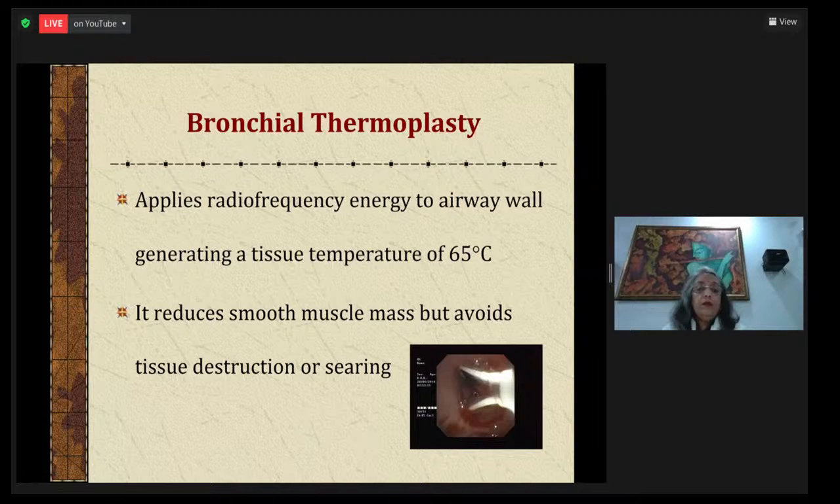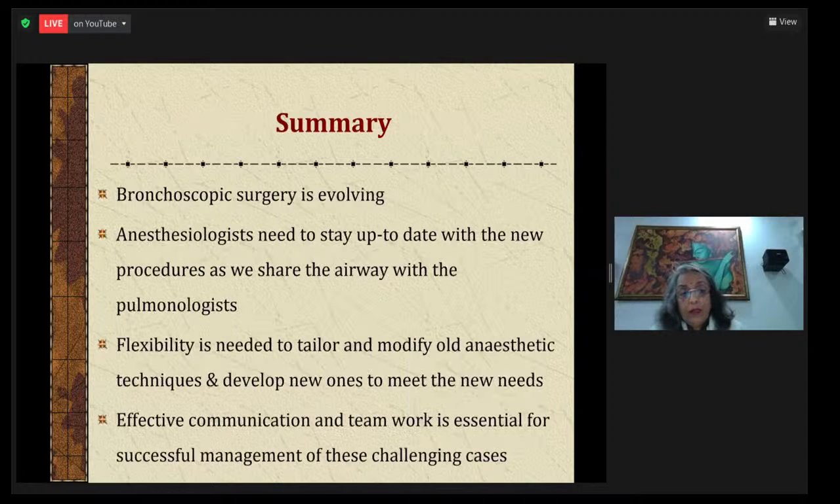So to summarize, bronchoscopic surgery is evolving. The anesthesiologists need to stay up to date with the new procedures as we share the airway with the pulmonologist, to tailor and modify old anesthesia techniques and develop new ones to meet the new needs, and effective communication and teamwork are needed for successful management of these challenging cases. Thank you.